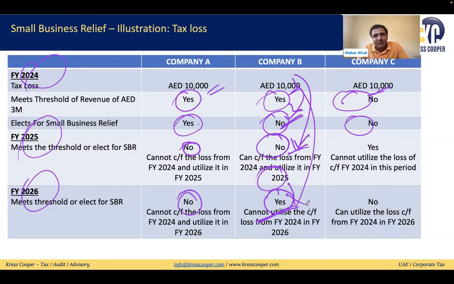Company C, 10,000. Threshold, they're not meeting the threshold. They're not opting for the small business relief. Meet the threshold, elect for small business relief, yes. So 10,000, meet threshold of revenue of 83 million. No, they're not meeting the threshold. Meet the threshold, elect for small business relief, yes. Cannot utilize the loss, because they are opting for small business relief, they cannot utilize the loss. Here they are not opting for small business relief, they can utilize the loss.